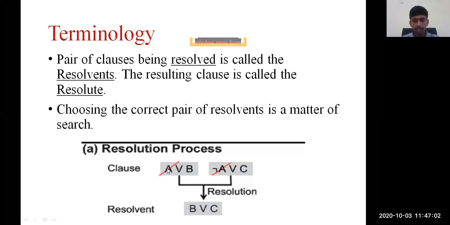Here you can see A or B is one clause, and negation A or C is the other clause. A and negation A are the conflicting terms. They need to be cancelled or removed. And finally, the solution is B or C. That is your solution. So this is what is called the resolution process. Choosing the correct pair of resolvents is a matter of choice. You need to very clearly understand what the conflicting terms are. That pair needs to be removed, and finally you need to get some solution. That is one important thing according to this concept.